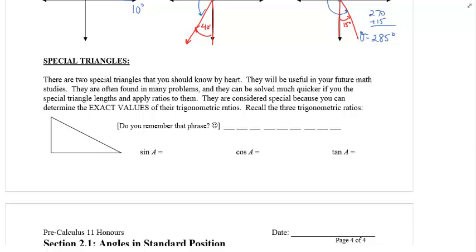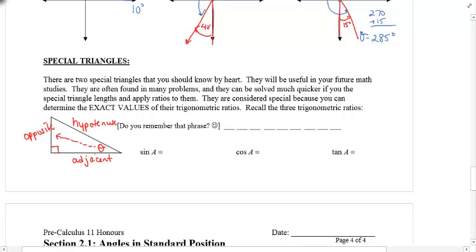Okay? Remember that phrase, SOHCAHTOA? Remember that stuff about a triangle? Yeah, if I had a right angle triangle, here's my angle theta. The longest side is called the hypotenuse. The side opposite the angle theta is over here, called the opposite. And the side next to it, you bet, is the adjacent.